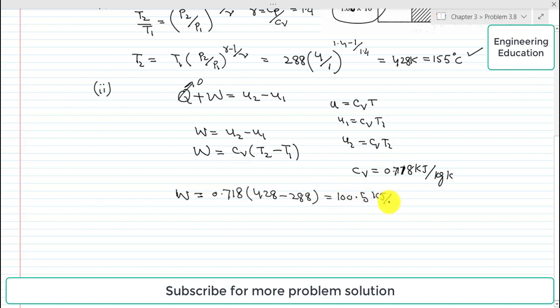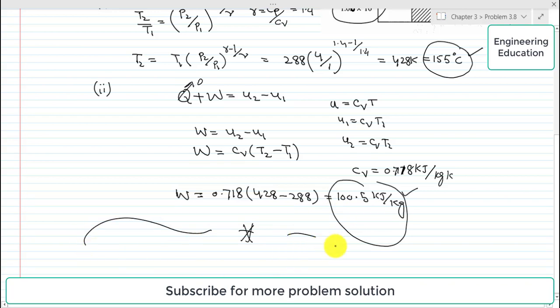kilojoule per kilogram. So in this problem you are required to find the final temperature after compression, that is 155 degrees centigrade, and the work input required during the compression process is 100.5 kilojoule per kilogram. So this is all about the solution of problem 3.8.